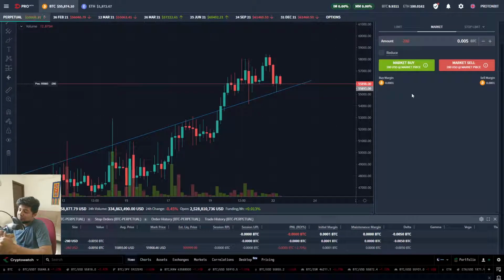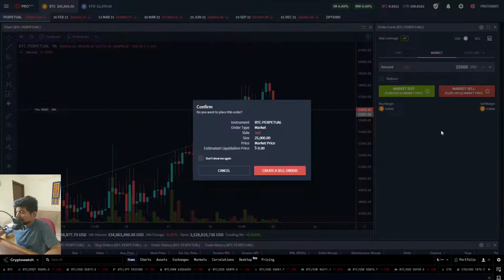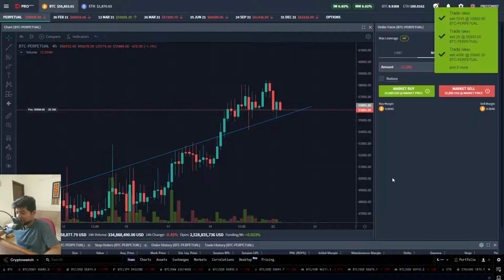You have a spot exposure, you go short on the futures contract, and you are bagging this funding rate every 8 hours on this position, right? So this one being 280 USD, not much significant right here. Let's just simply go ahead with the market shorting a little more. Let's maybe try 25,000 USD. So let's try to sell this on the market. Let's see if I get a slippage or not.